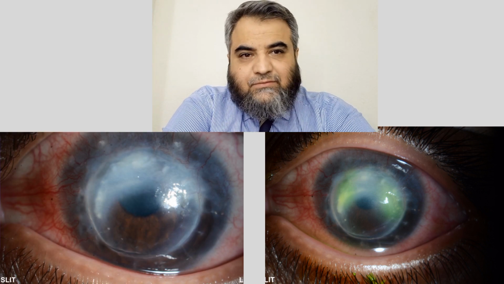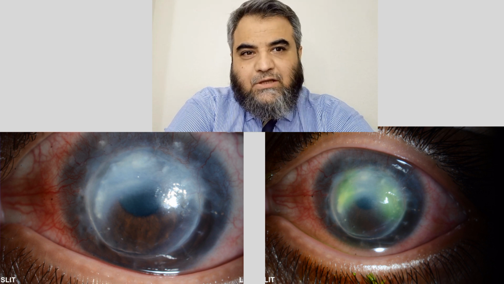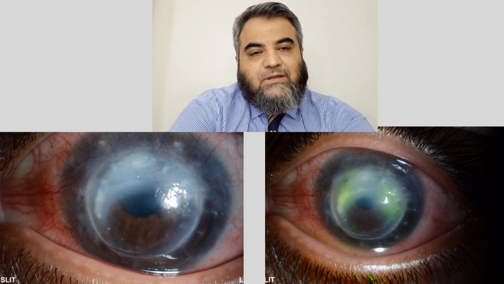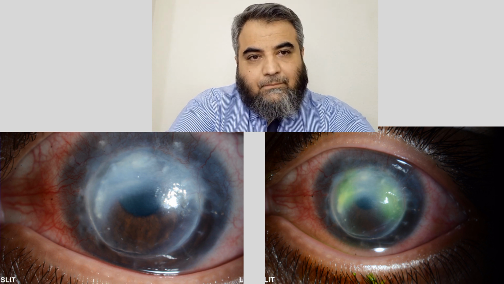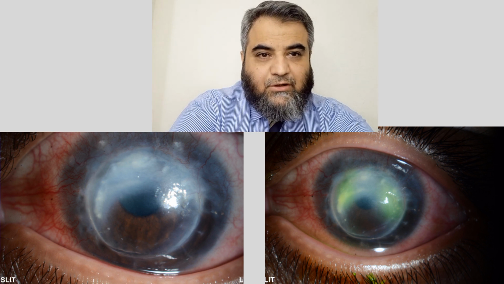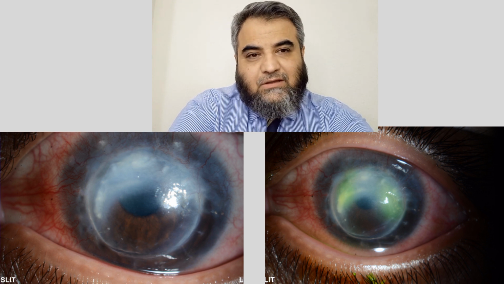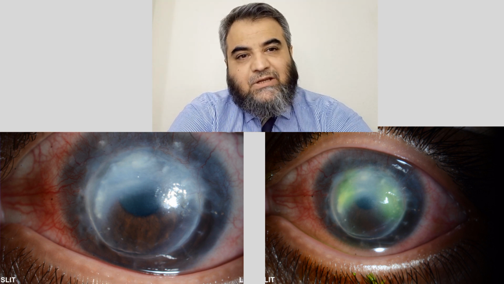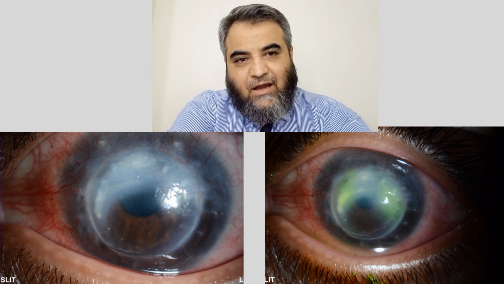Now please have a look at these photographs of a patient who has undergone penetrating keratoplasty, corneal transplant, and then developed graft rejection. Here you can see that new blood vessels are growing and encroaching the graft from 360 degrees. You can see these blood vessels nasally, temporally, superiorly, and there is also corneal haze. This haze develops when the endothelium cells are compromised, their pumping action is compromised, edema develops, and all these things are happening over there.